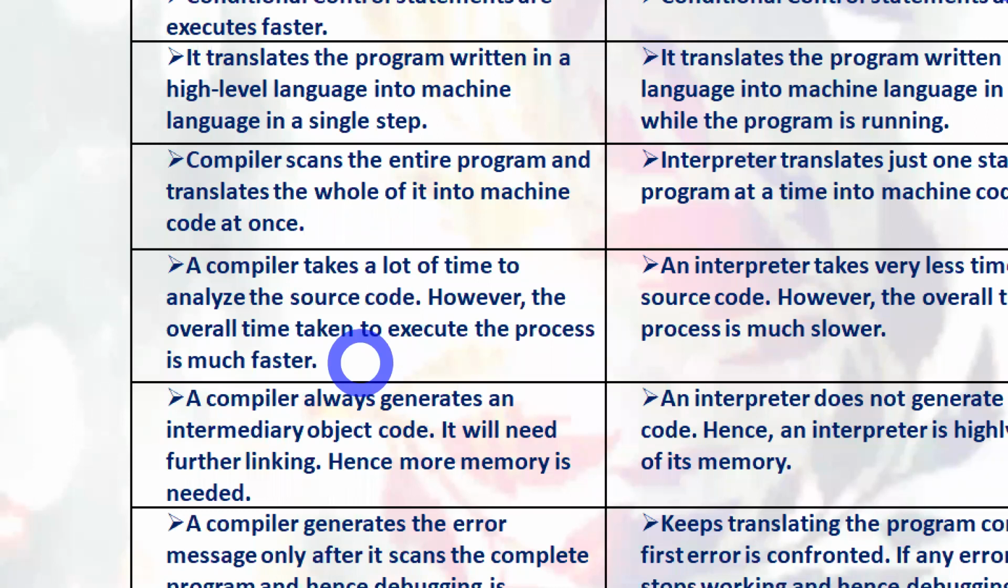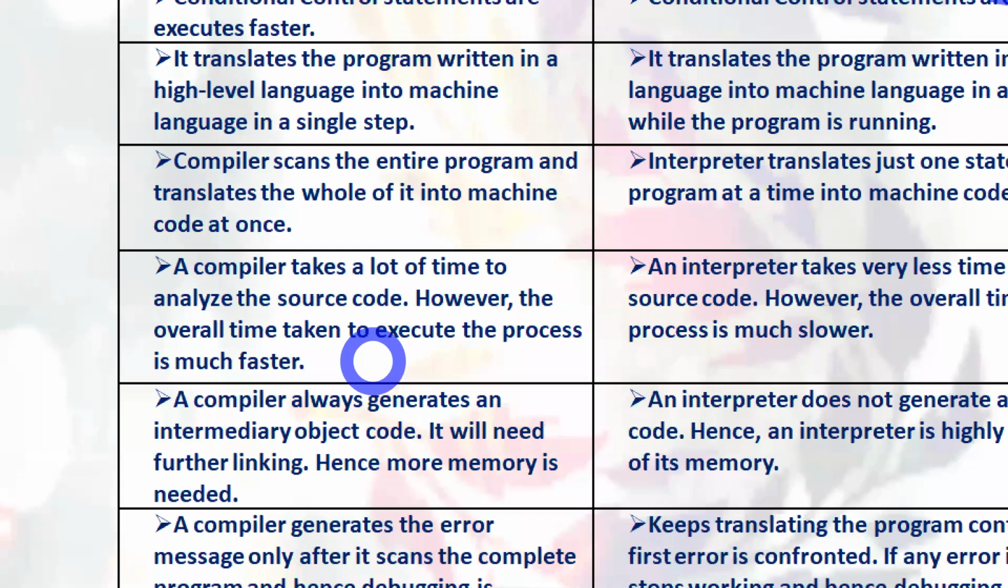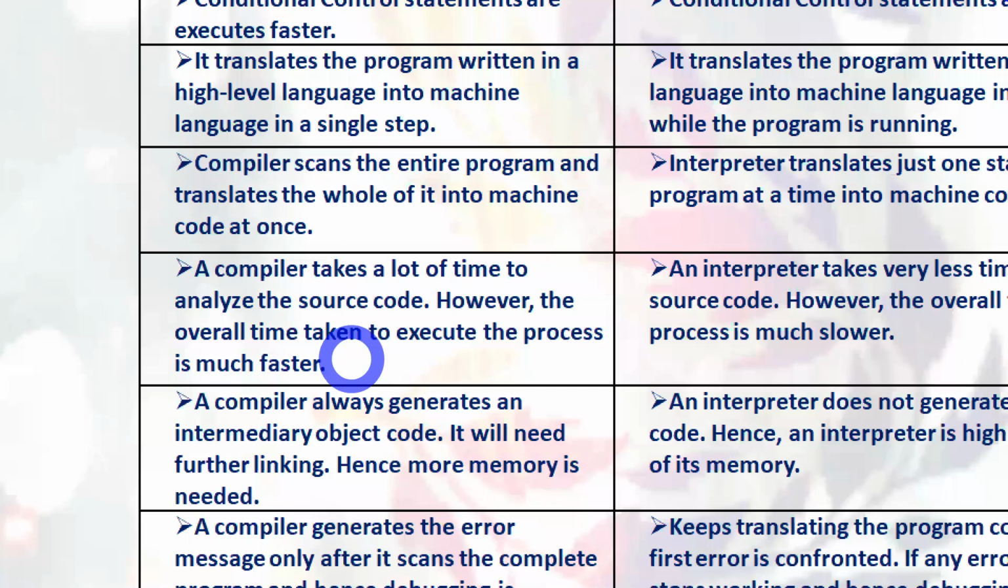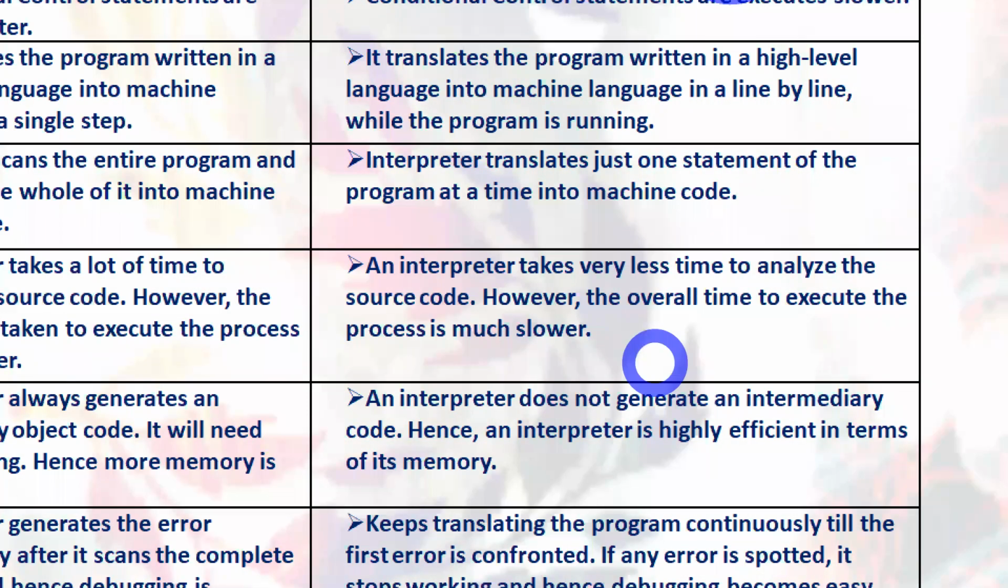Okay, a compiler takes a lot of time to analyze the source code, because the entire code is going to be loaded at a time. Due to that reason, it takes more time to analyze the source code. However, the overall time taken to execute the process is much faster compared to the interpreter. I told you, when you are working with conditional control statements, the compiler is very fast. But in case of an interpreter, it takes very little time to analyze the source code.